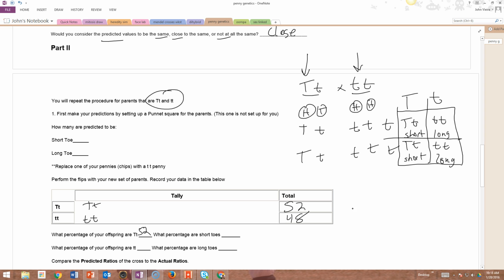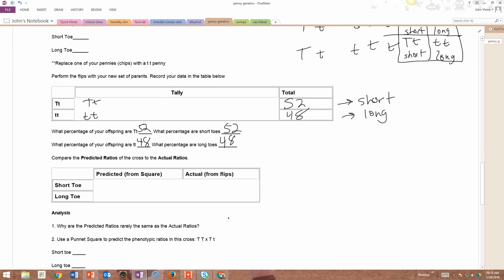What percentage were short toes? Well, that is short, and that is long. It looks like tall, but it's long. 52%. This is 48%. Now, from this Punnett Square right up here, you were supposed to get 50-50. You end up getting 52-48.